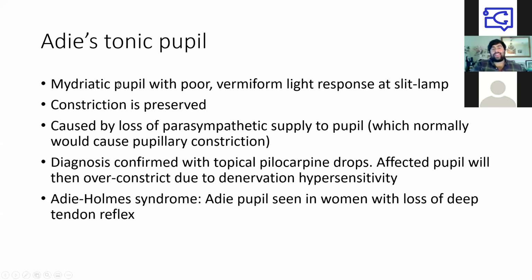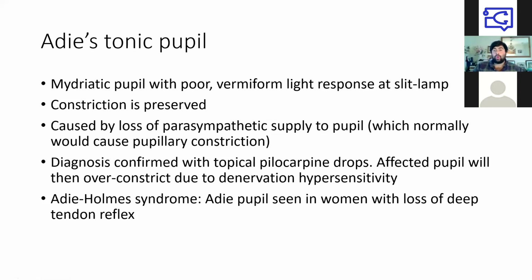So interestingly, with the Adie's pupil, the way that ophthalmologically you confirm the diagnosis is to apply topical pilocarpine drops. And what you will see is that the Adie's pupil that was really big and mydriatic will then overconstrict. So it'll actually go from being bigger than the contralateral pupil to smaller than the contralateral pupil. And that's because of denervation hypersensitivity. It's because of that long-standing loss of the parasympathetic supply, that when you instill the pilocarpine, there's kind of an overreaction.